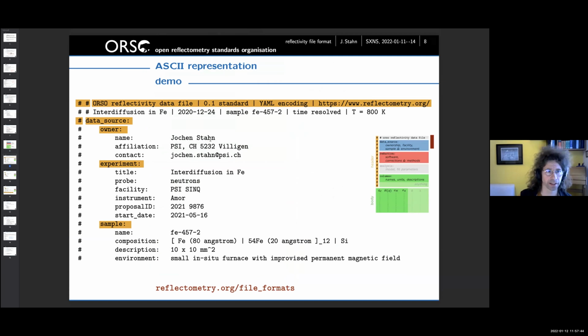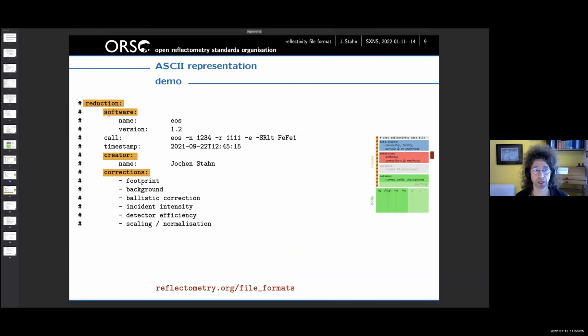Now, how does this look like? We have a first line defining that it's an ORSO reflectivity data file, so it's compatible. This tells essentially the software what to do with it. It tells the encoding and has a reference. And then we start. The first chapter is data source: the owner, experiment, and sample. So there's a lot of things written here. Not all of this has to be in there. This is the mandatory part and a lot of optional entries, but all these entries here are defined already.